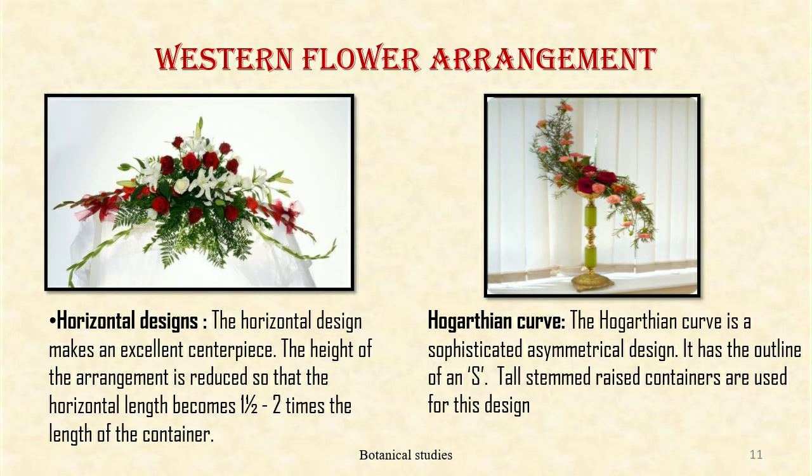Horizontal designs. The horizontal design makes an excellent centerpiece. The height of the arrangement is reduced so that the horizontal length becomes 1.5 to 2 times the length of the container. Hogarthian curve. The Hogarthian curve is a sophisticated asymmetrical design. It has the outline of an S shape. Tall stemmed raised containers are used for this design.